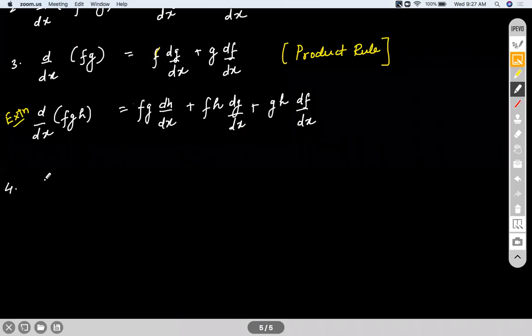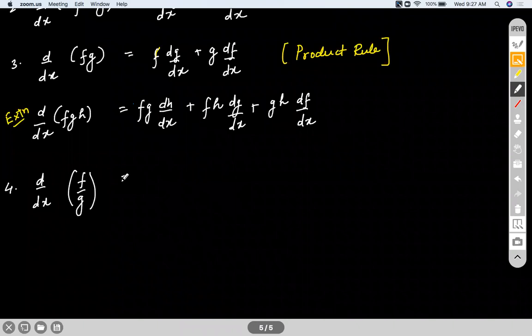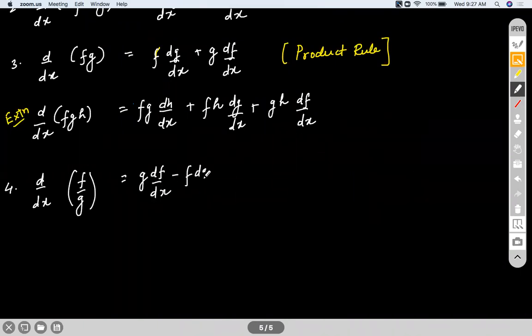The fourth rule is when you have a quotient of two functions f by g. It is g times derivative of f minus f times derivative of g, by g square. Remember the order in which you are writing it. Do not mess up the order, else your answer will become the negative of the previous answer. This is the quotient rule.